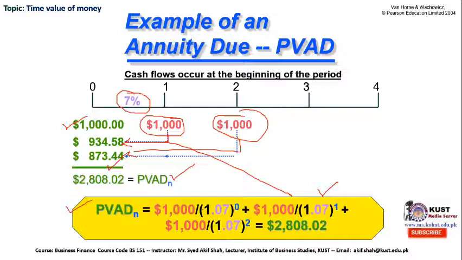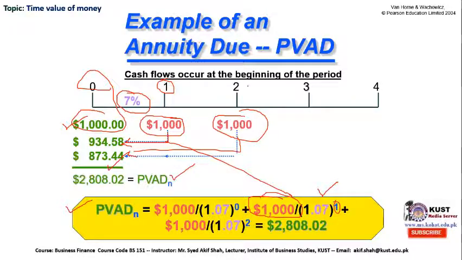In this fashion: 1000 divided by 1.07 raised to the power 0, because this is on timeline 0, so the power will be 0. And this is on timeline 1. It means that it is 1 year apart from today's date. Therefore, the power for discounting our next year cash flow will be 1.